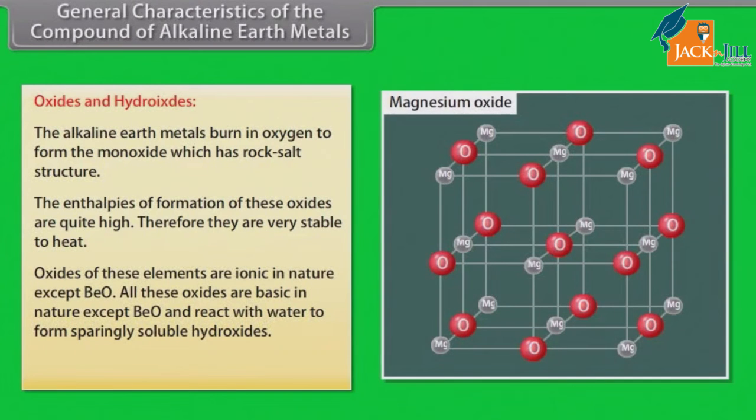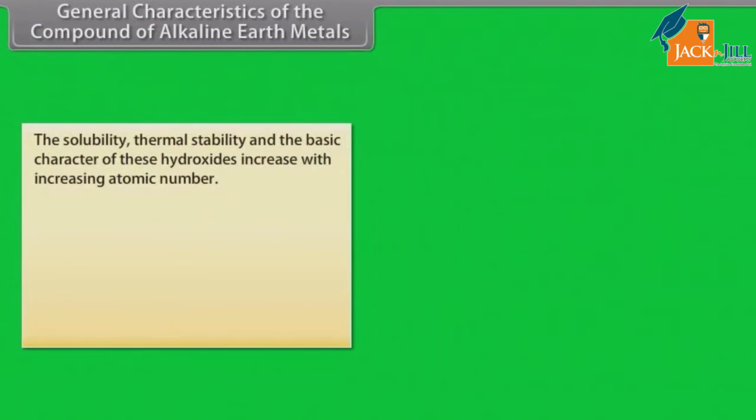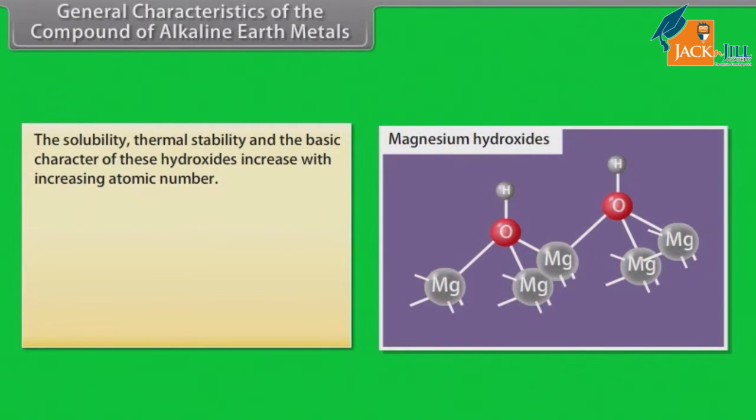Oxides of these elements are ionic in nature, except BeO. All these oxides are basic in nature, except BeO, and react with water to form sparingly soluble hydroxides. The solubility, thermal stability, and the basic character of these hydroxides increase with increasing atomic number.